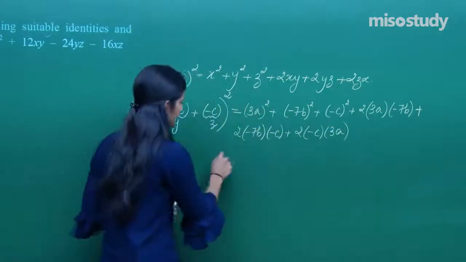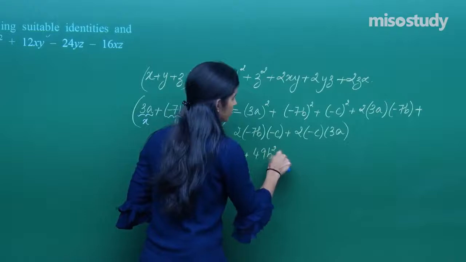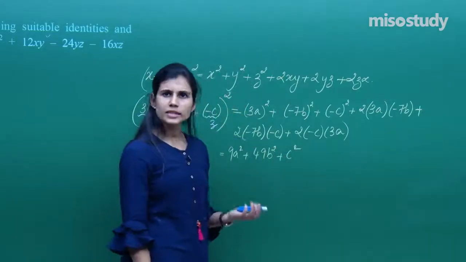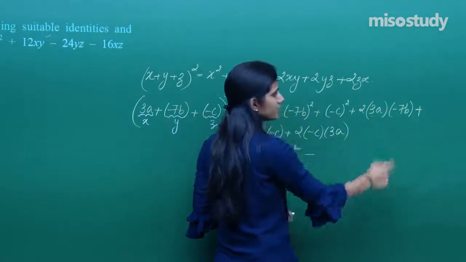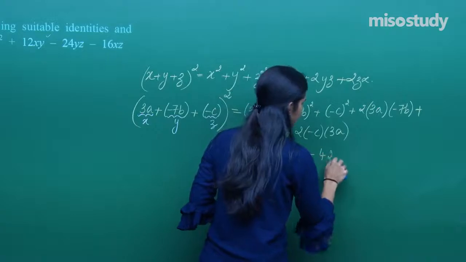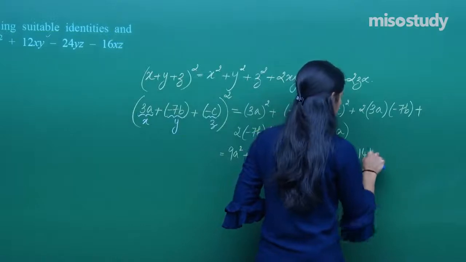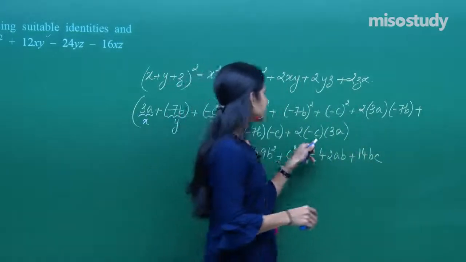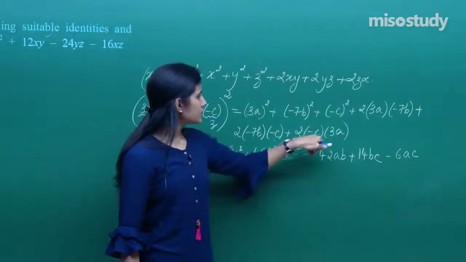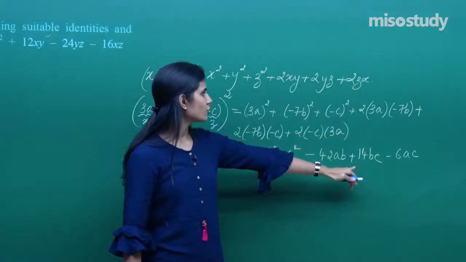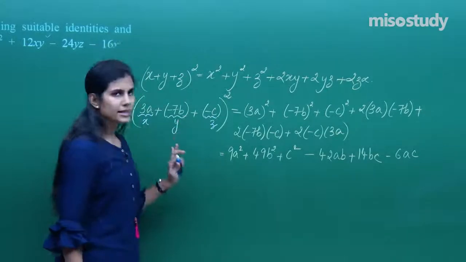x. So this becomes 9a square plus 49b square plus c square, because minus c square is same as c square. This is minus 7 into 3 is 21, 21 into 2 is 42, so minus 42ab. Here you have plus 14bc and here you have minus 6ac. Right? 3 into 2 is 6, minus 6ac, this becomes 7 into 2, 14, plus 14bc, and this is minus 42ab. This is the expansion of 3a minus 7b minus c whole square.